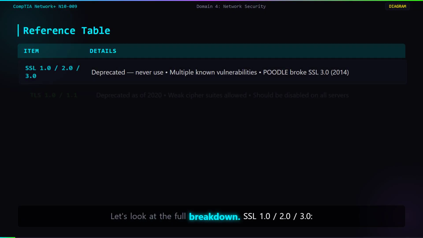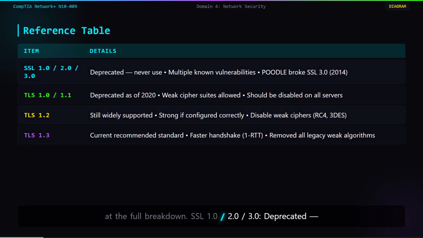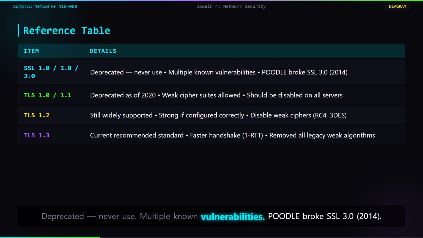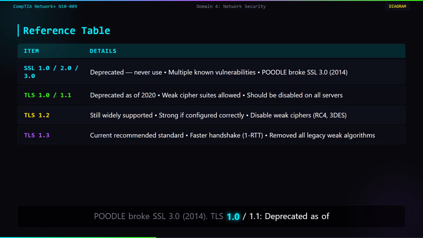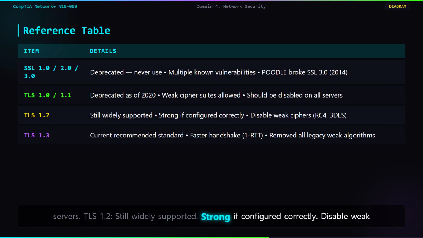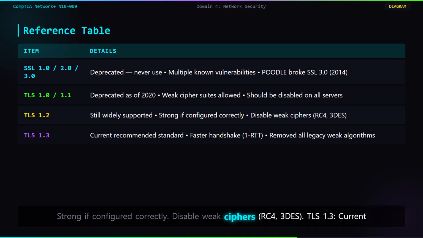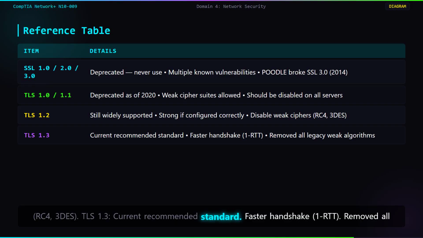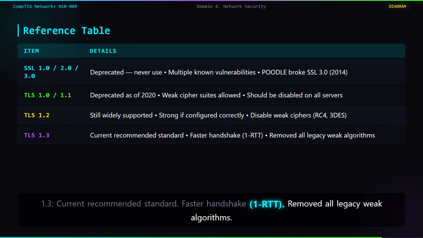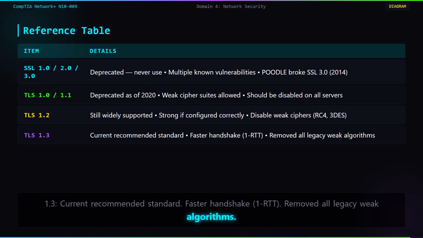Let's look at the full breakdown. SSL 1.0, 2.0, 3.0: deprecated, never use. Multiple known vulnerabilities. POODLE broke SSL 3.0 in 2014. TLS 1.0 and 1.1: deprecated as of 2020. Weak cipher suites allowed, should be disabled on all servers. TLS 1.2: still widely supported, strong if configured correctly. Disable weak ciphers, RC4 and 3DES. TLS 1.3: current recommended standard, faster handshake, 1 RTT. Removed all legacy weak algorithms.